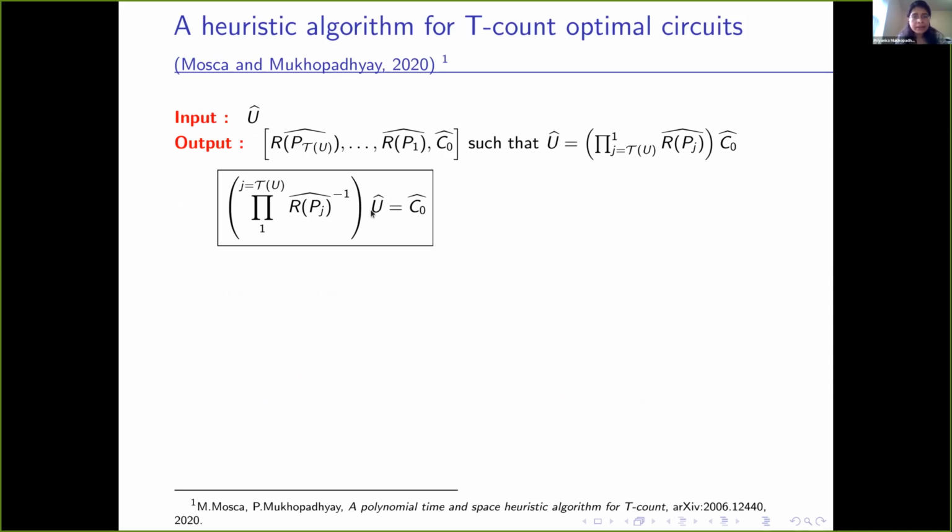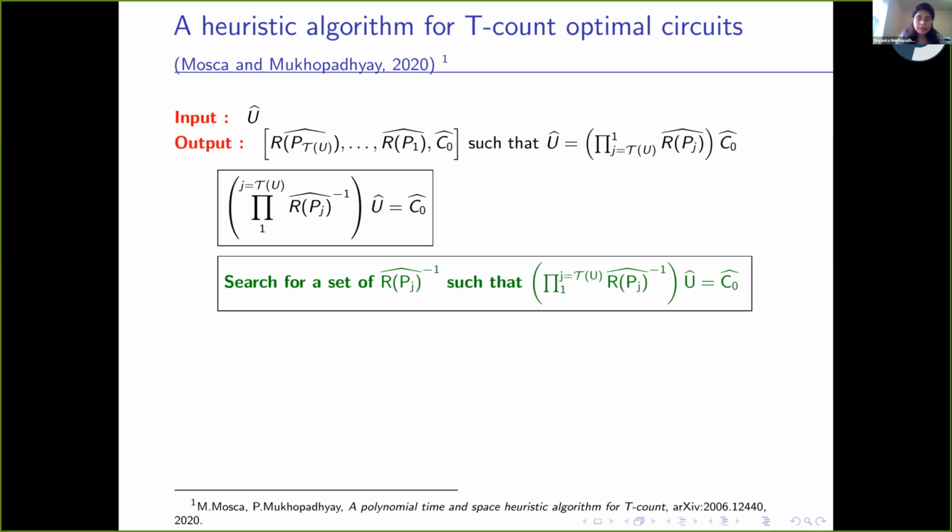Now we can write this channel representation of U in an equivalent form: the product of RP_j hat inverse times U hat is equal to the channel representation of some Clifford. So the intuition is, instead of searching for a product of RPs, search for RP inverses such that this condition is satisfied. So what we do is build again a number of trees. This time U hat is at the root, and then we prune the tree in order to reduce the complexity.